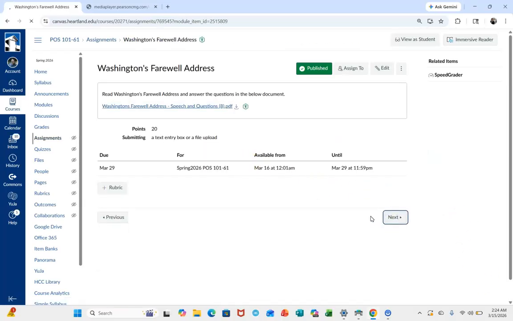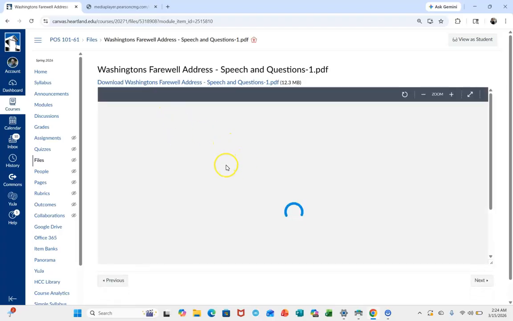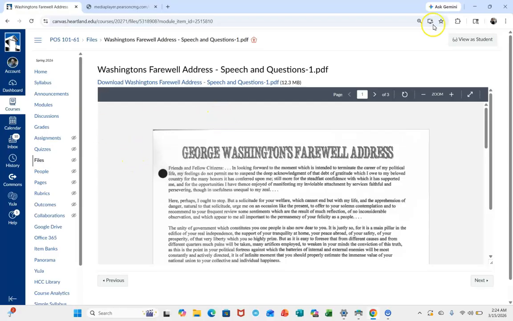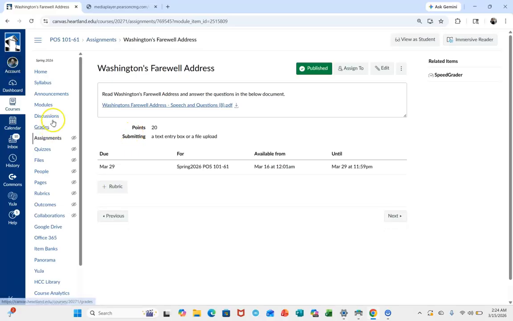And I always put the PDF in just in case you have some trouble accessing the assignment. So if you haven't had any trouble accessing the assignment, just ignore this, because it's just what you're supposed to read in the last screen right here.